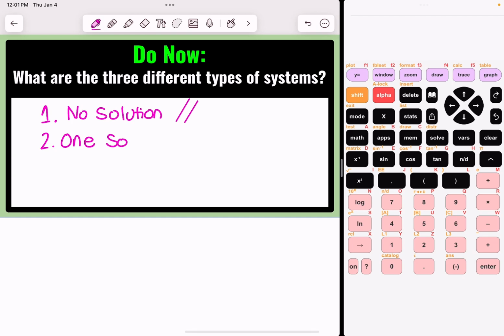This is one that we see very commonly, and this is when the two lines would intersect at one point. And you would write down what the x value is and what the y value is, or whatever the variables are if there's different variables.